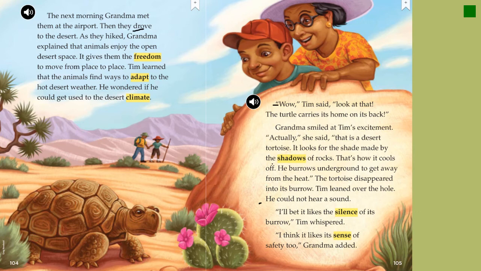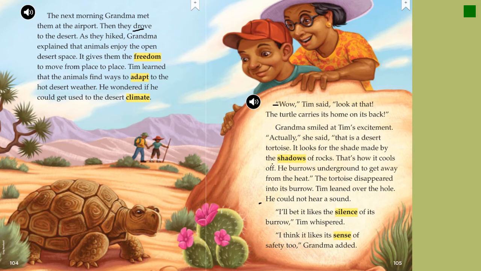Wow, Tim said. Look at that. The turtle carries its home on its back. Grandma smiled at Tim's excitement. Excitement is the feeling full of happiness or joy. Actually, she said, that is a desert tortoise. It looks for the shade made by the shadows of rocks. That's how it cools off. He burrows underground to get away from the heat, or digs.